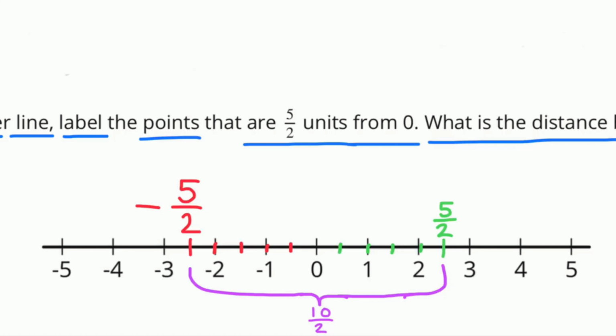And again, on that line underneath -5/2, make sure you put a point. From the point located underneath -5/2 all the way to the point located underneath 5/2, it would be 10/2. The distance from point to point would be 10/2, and 10/2 is equal to 5 units. So the distance between these 2 points is 5 units.